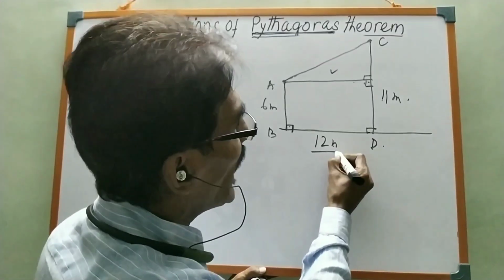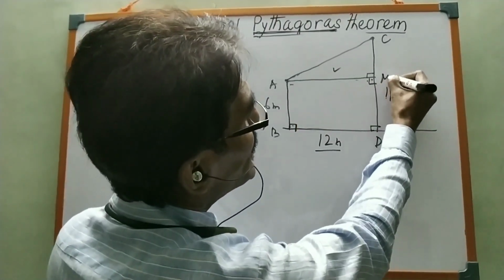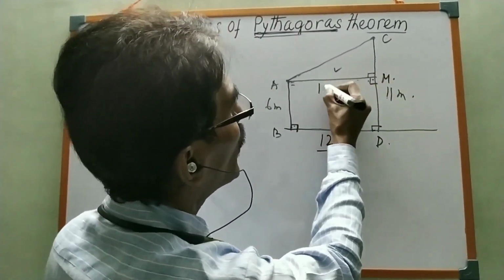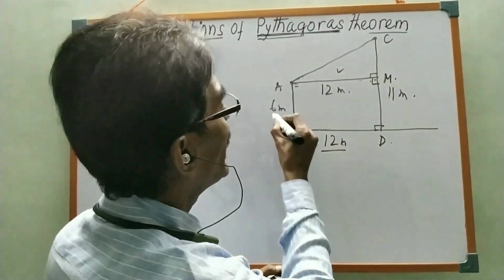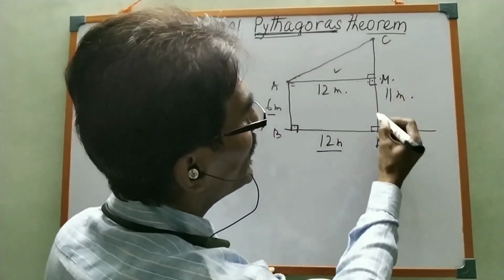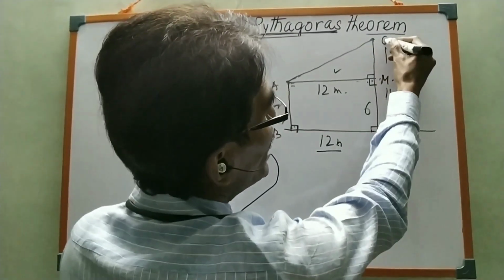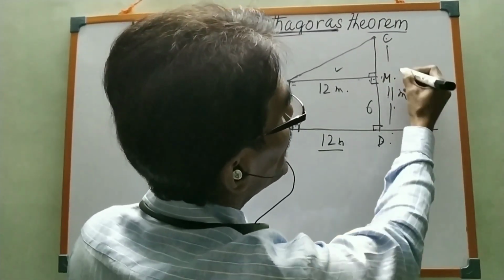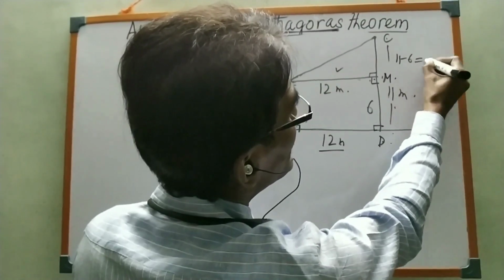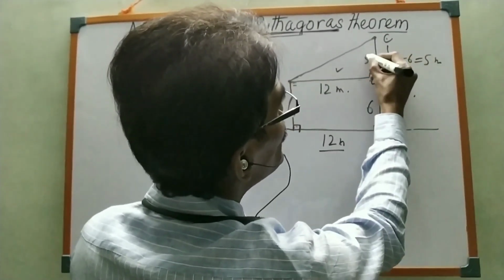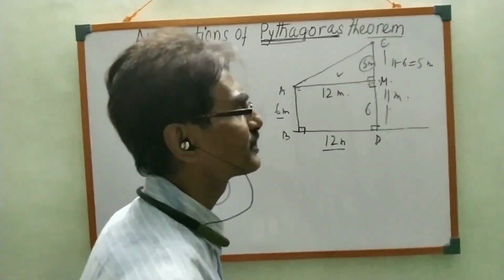So as this is 12, the opposite side, I am giving the name AM, is also 12 meter. As this one is 6, MD is also 6, but the total length is 11. So the remaining part CM equals 11 minus 6, that is 5 meter. So this one is 5 meter.